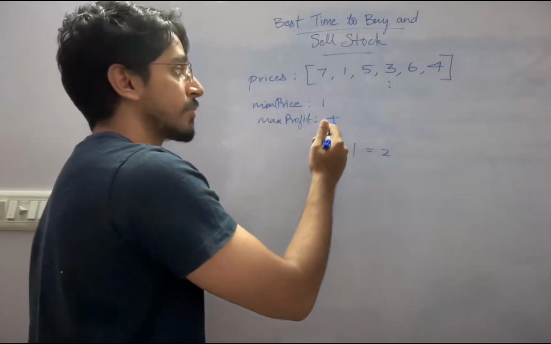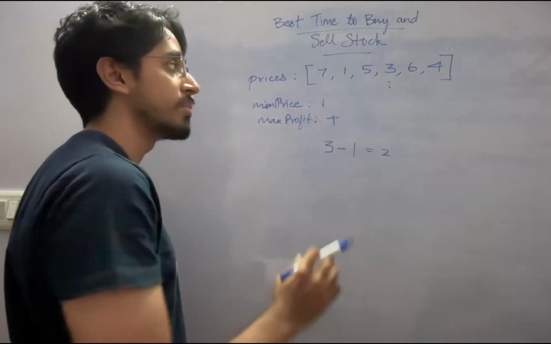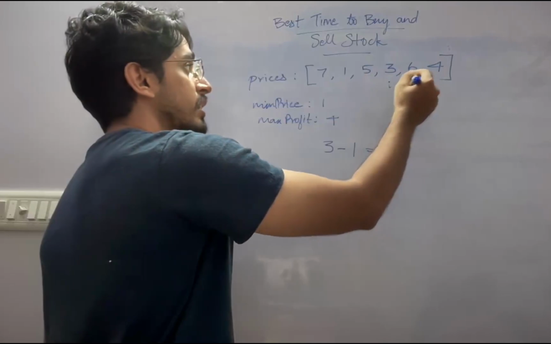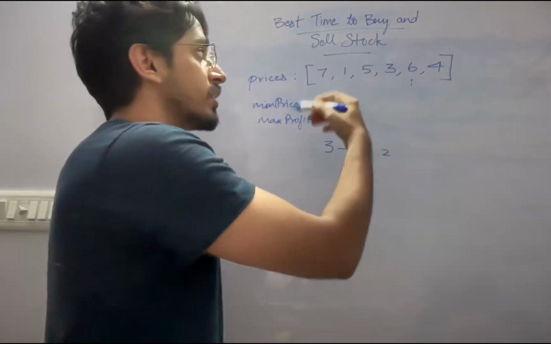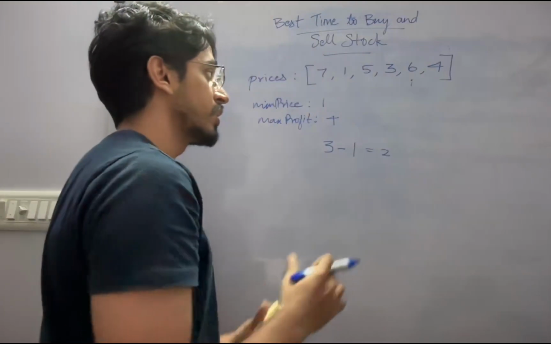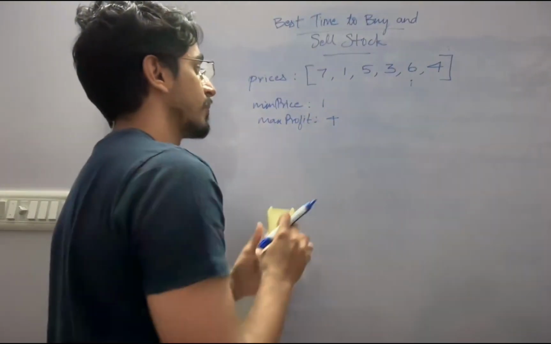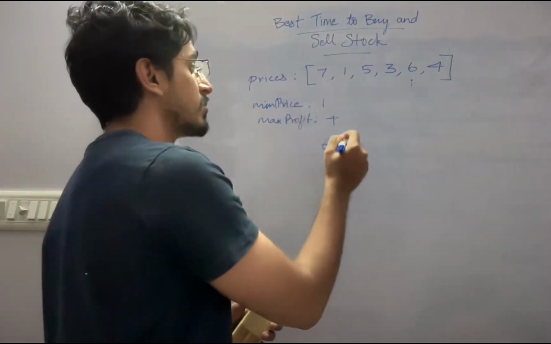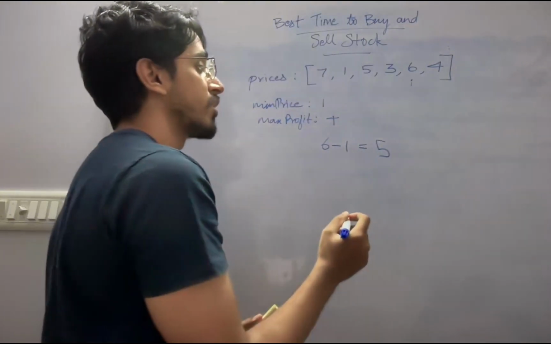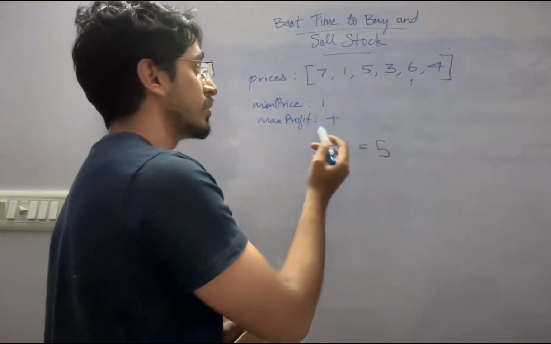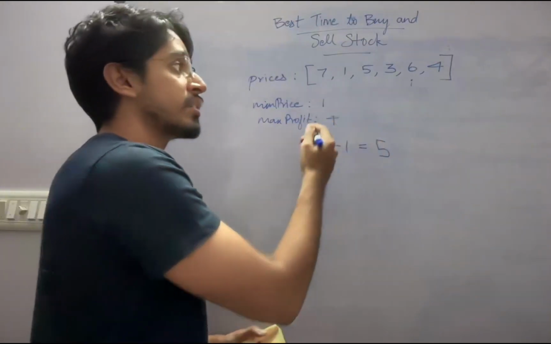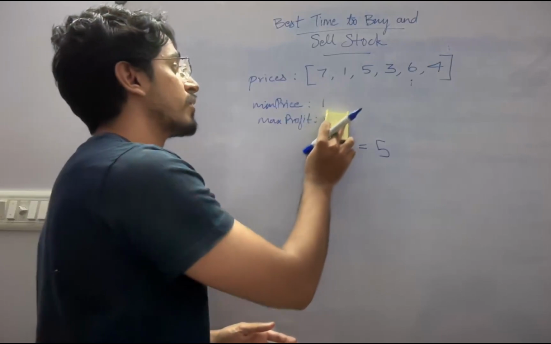Since 4 is greater, we keep that the same. Then we move on to the next index, that is at index 6. 6 is greater than 1, so we don't update the minimum price. Now we calculate the maximum profit. We say 6 minus the minimum price, that is 1, which is equal to 5. Now we compare that to the previous value of the max profit, that is 4, and since 5 is greater than 4, we update the maximum profit to be 5.